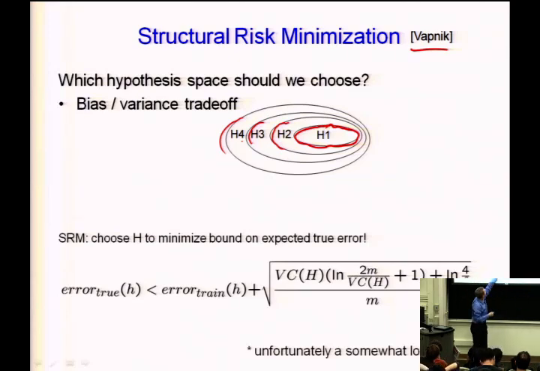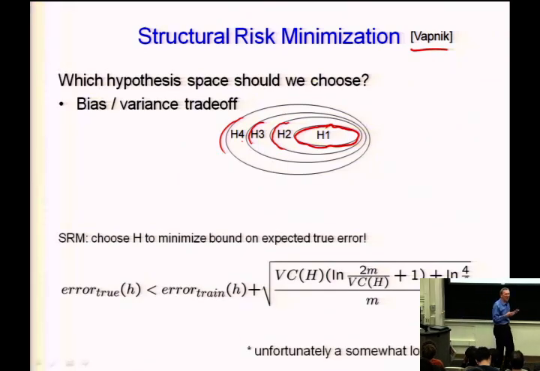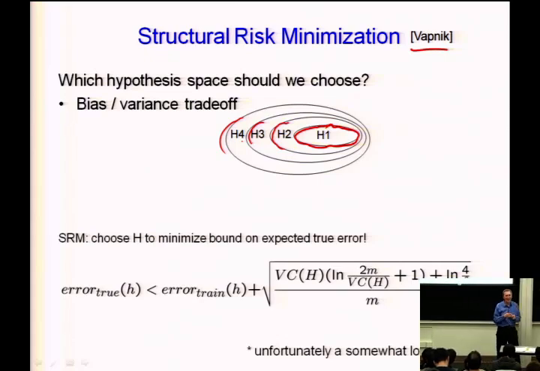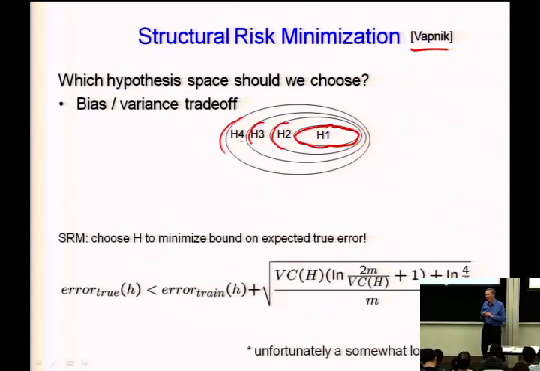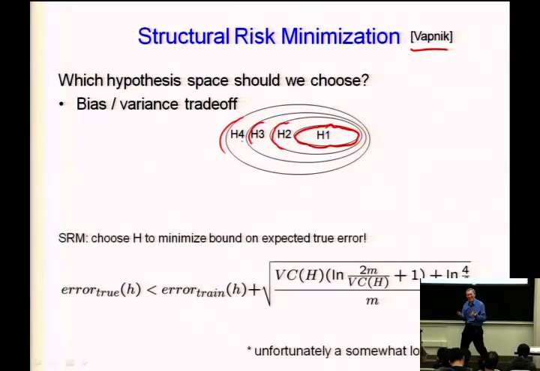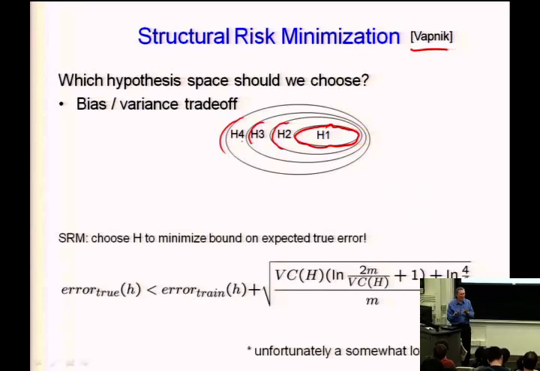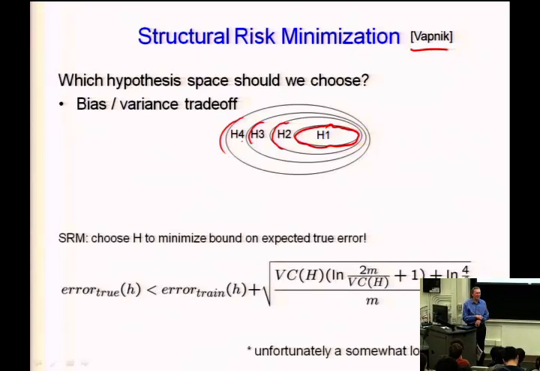And because this is a bound on the true error, it's the true error in the future that we actually want to optimize. So I like this idea. It's very elegant. Unfortunately, it's too loose a bound to be really very useful in practice. But it's a nice idea. And it also is a nice link back into VC dimensions.